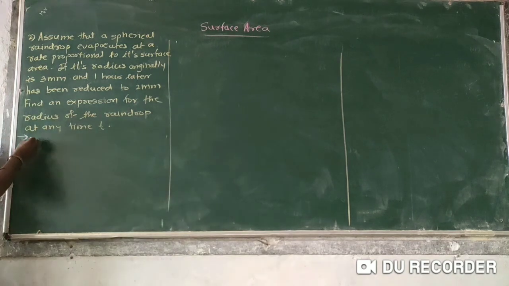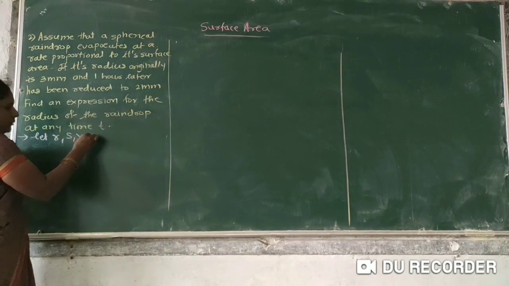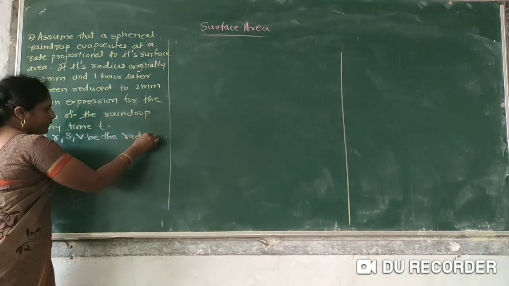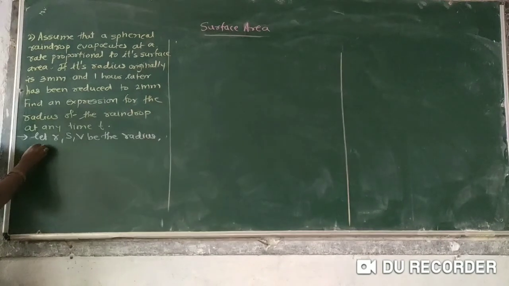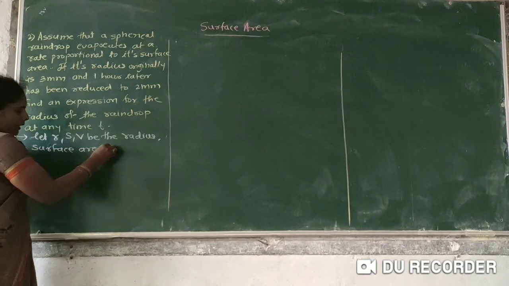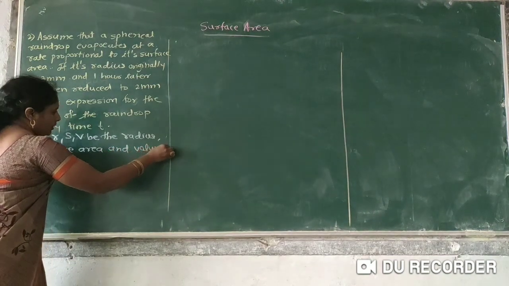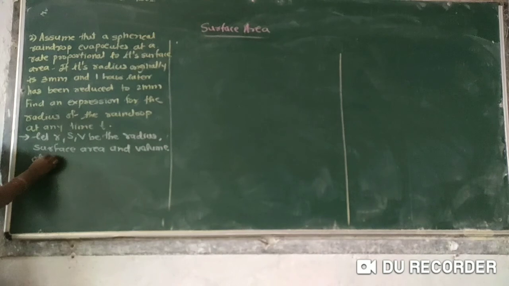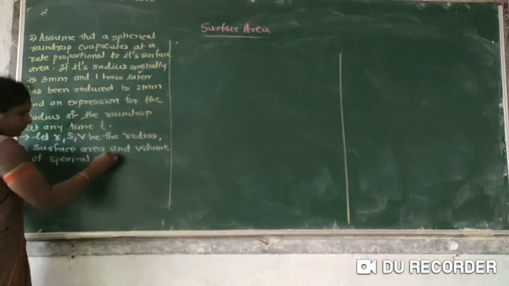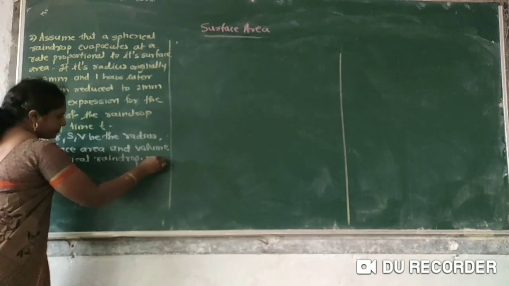Suppose let R, S, P be the radius, surface area and volume of the spherical raindrop respectively.